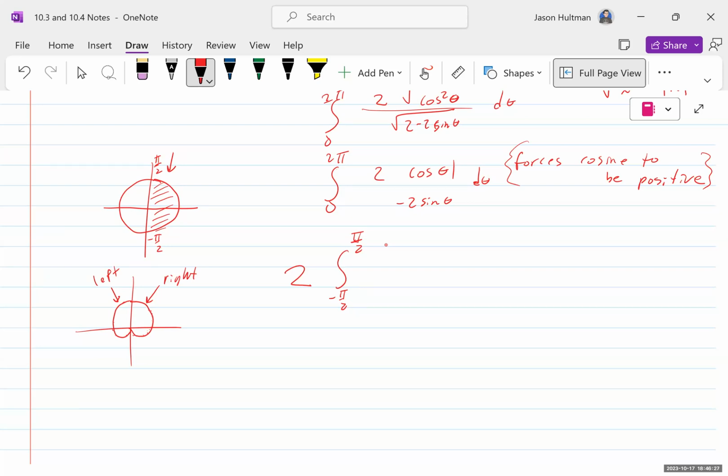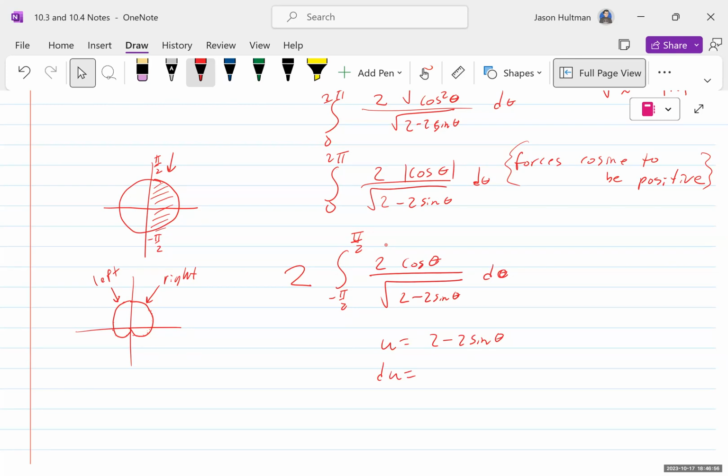So this is the square root of that guy, and so we get 2 times cosine theta. Now I can remove the absolute value bars over the square root of 2 minus 2 sine theta d theta. Now I can do a u-du substitution, which is nice. I can say u is equal to 2 minus 2 sine theta.